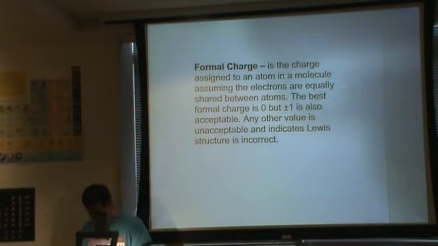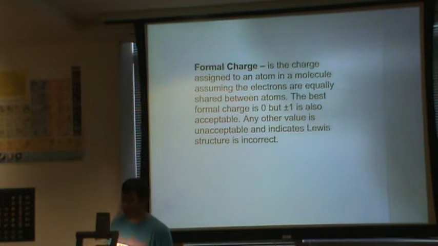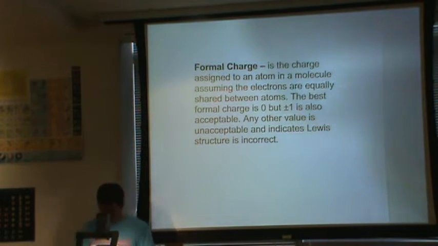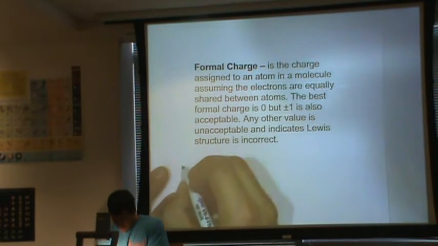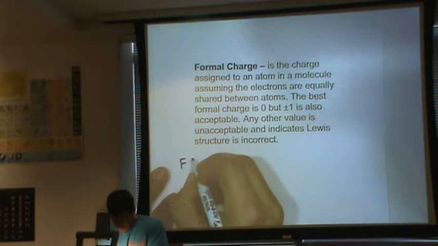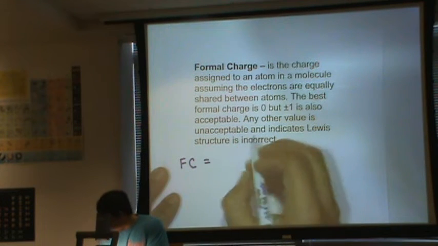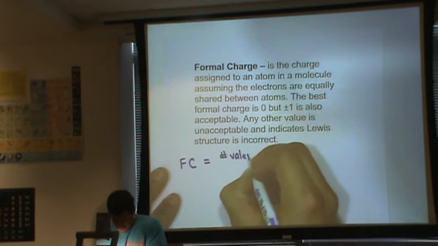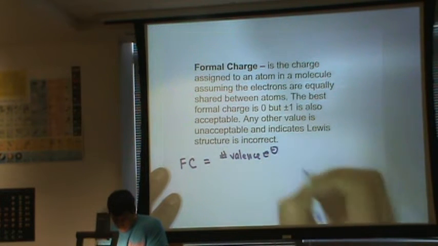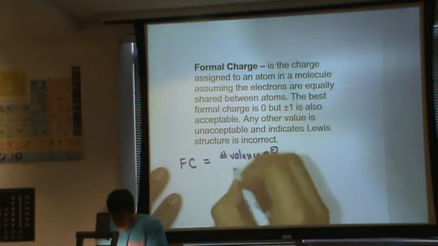There is a formula for this, and books like to present this in a very complicated manner, and I'm going to show you a very easy way to do it. The formal charge of an atom, abbreviated FC, is equal to the number of valence electrons for a free atom.